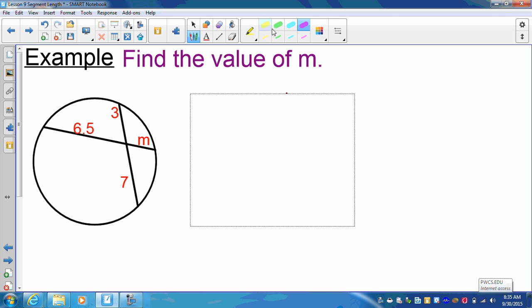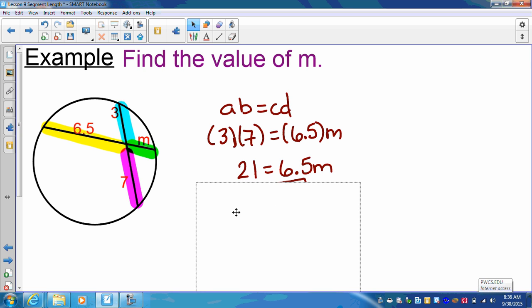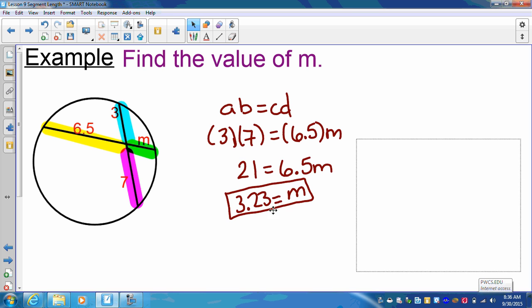So let's see how that works. I have a chord here that's broken up into one segment that's 6.5 and one segment that's M. So we can multiply those two values together, and then we can multiply this little piece that's 3 times this little piece that's 7. And then all we have to do is solve this equation and find that this M is approximately 3.23.